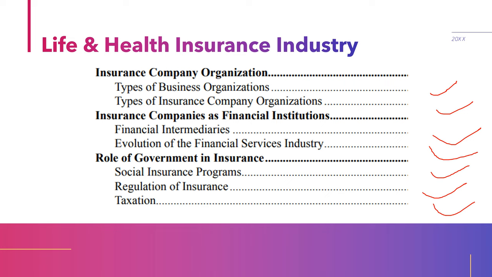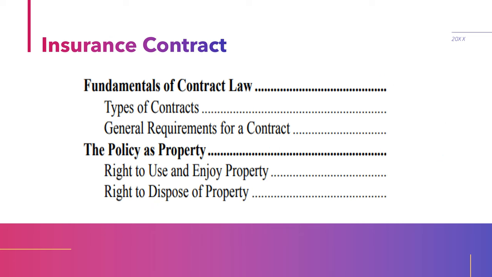Now we'll move to the next chapter. In this chapter, insurance contract, we'll discuss the types of contract and the general requirements of a contract. The policy as property will not be covered here, and if you want to cover this property topic, you can take help from the LOMA 280 PDF. If you don't have it, you can reach out to us, we'll provide it. So the contract is basically a legally enforceable agreement between two or more parties. That is a contract.